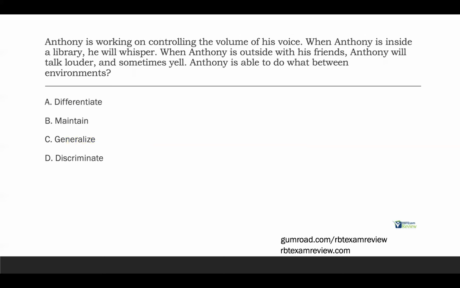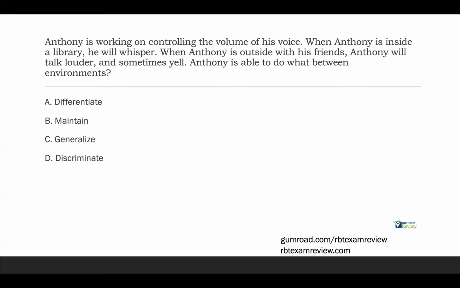Anthony is working on controlling the volume of his voice. When Anthony is inside a library, he will whisper. When Anthony is outside with his friends, Anthony will talk louder and sometimes yell. Anthony is able to do what between environments? Should be a pretty straightforward question, right?